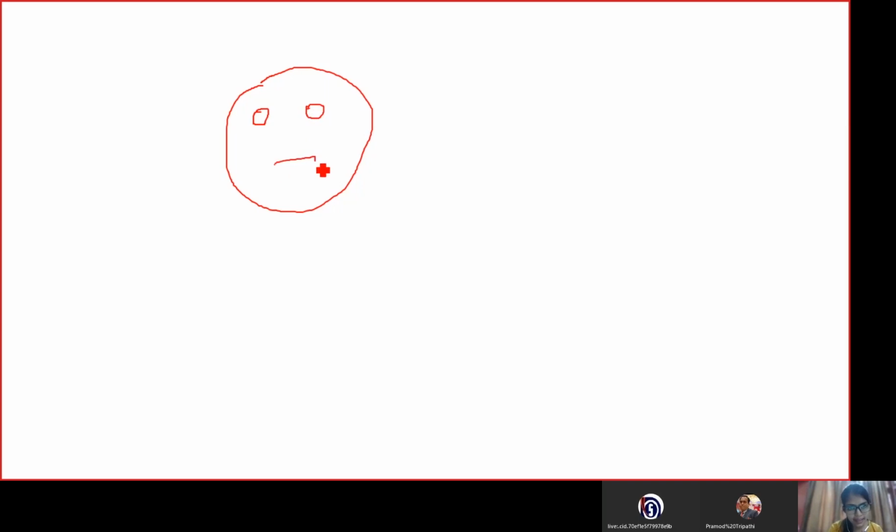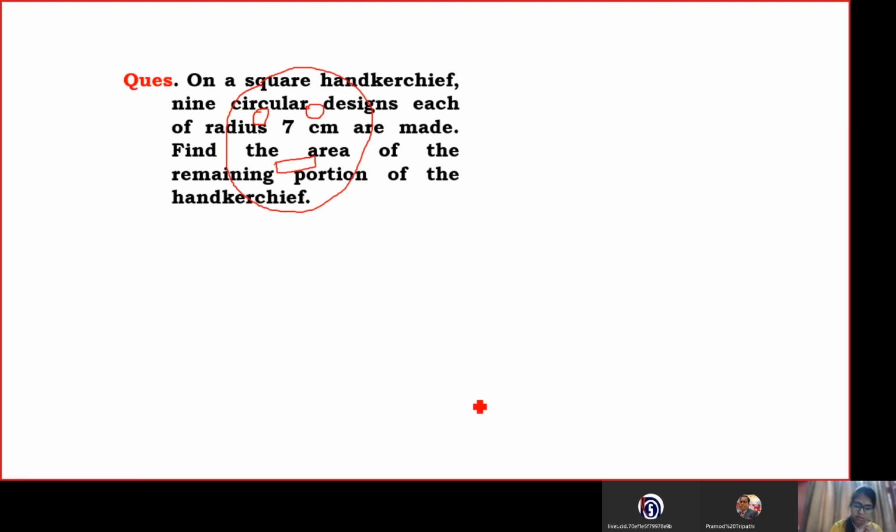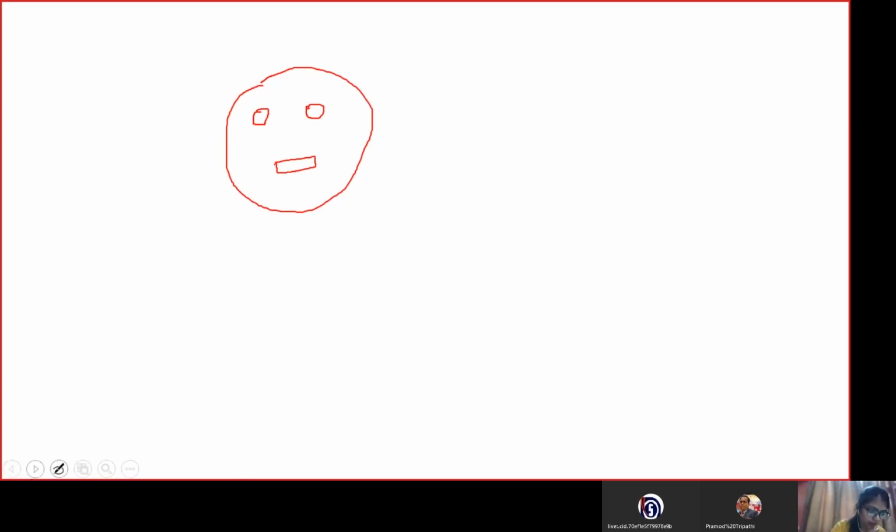And the question says we have to find out the area of the shaded portion, the area of the remaining portion. Now I'll just show you the remaining portion. This portion they are talking about, the remaining portion. So how are we going to do that?